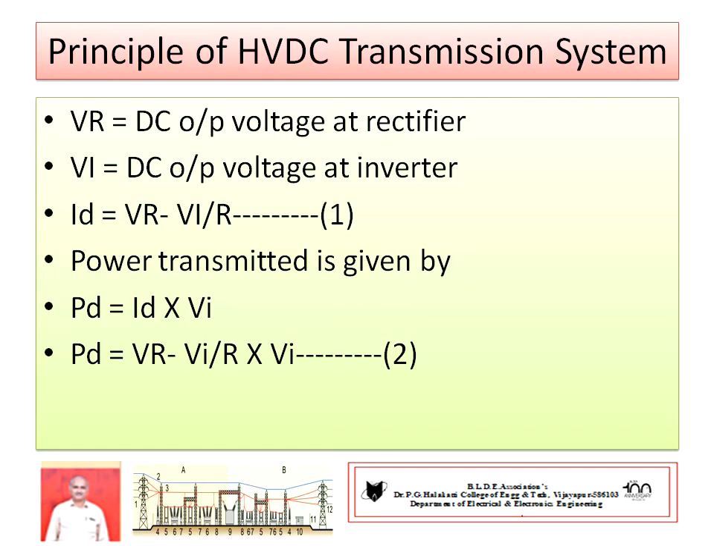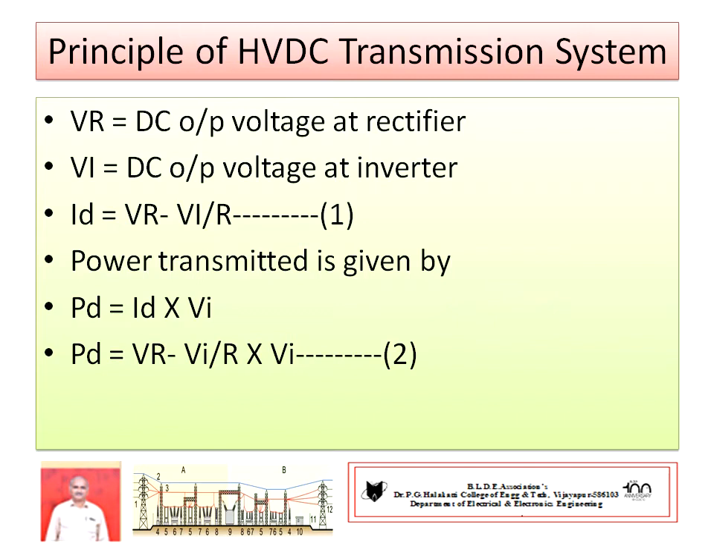Let VR be the DC output voltage of the rectifier, VI be the DC output voltage of the inverter, and let ID be the current passing through the transmission line. Then this current is given by VR minus VI, the voltage across the rectifier minus the voltage across the inverter, divided by the resistance of the line. This is equation number 1.